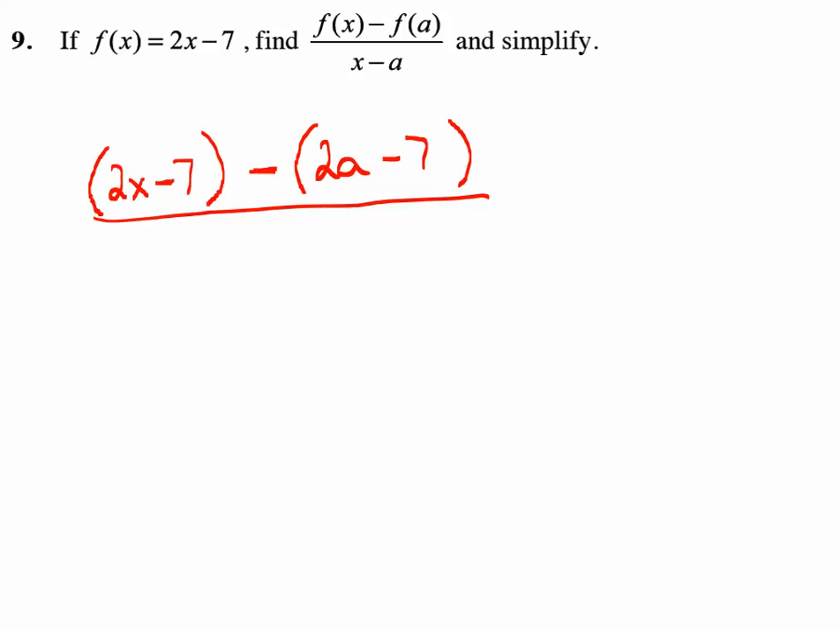On the bottom, everything stays the same. Okay, x minus a on the bottom. Let's simplify as much as we can. That looks like a quotient to me. Let's drop the parentheses first. So how about a 2x minus 7? Then the negative distributes, so how about a minus 2a? Plus 7.